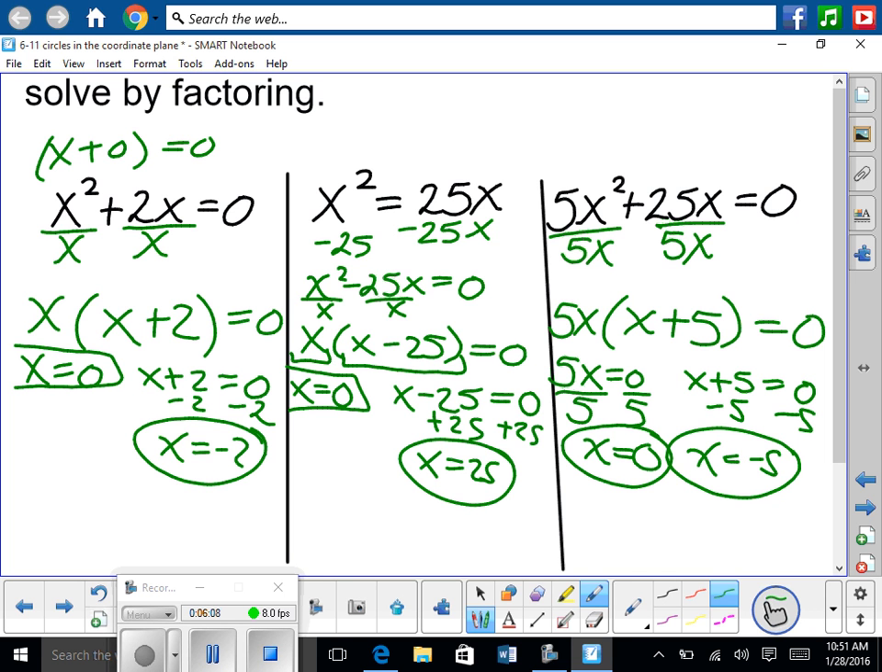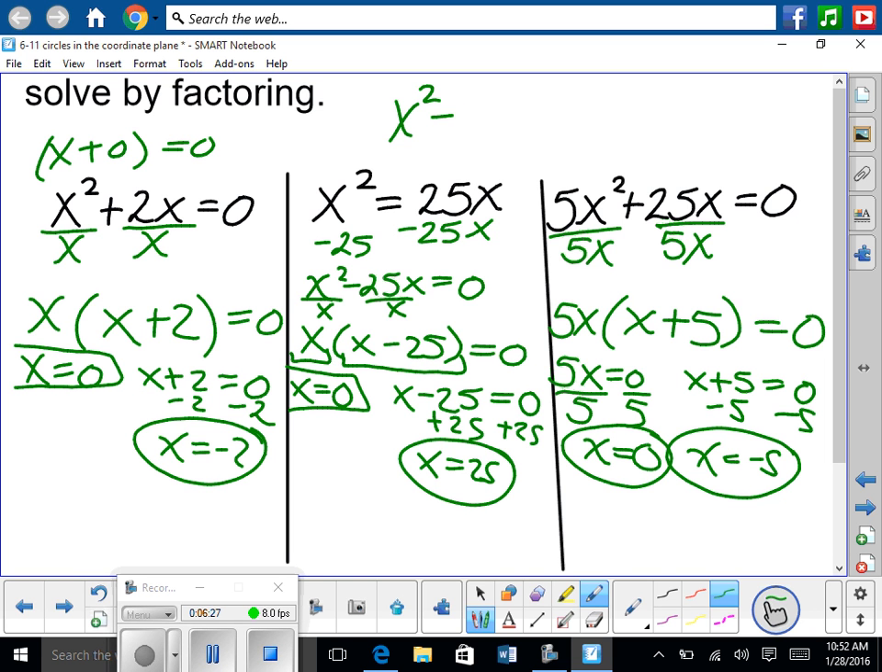So guys, in the future, if you have an ax squared and a bx, you can always factor out an x. Do it that way. Yeah. Will it always equal 0? One of the x's? If this is the case, then yes. Good question.